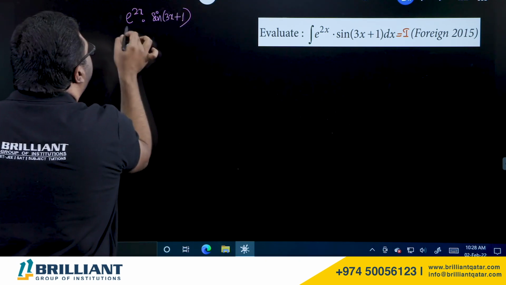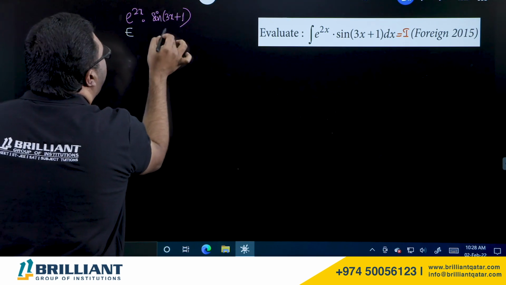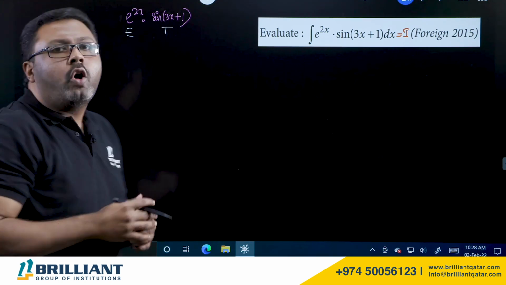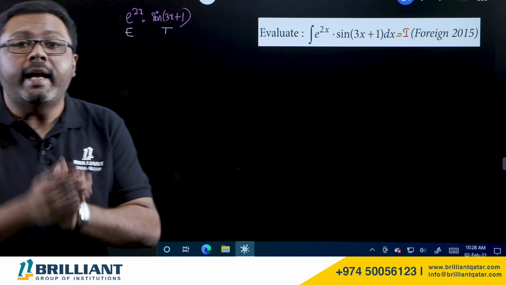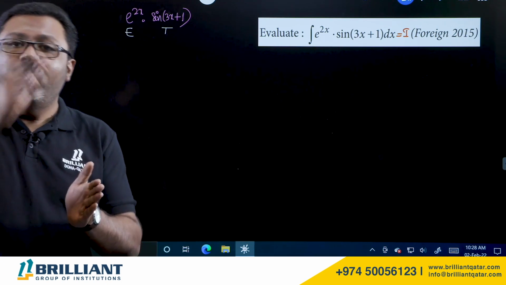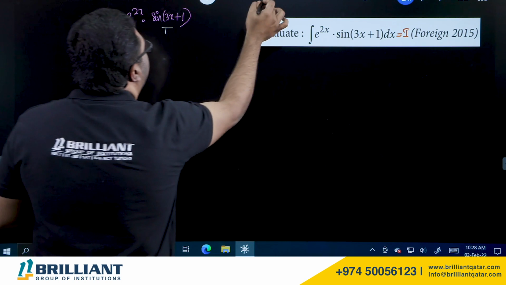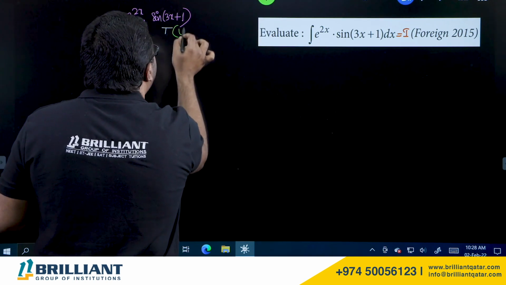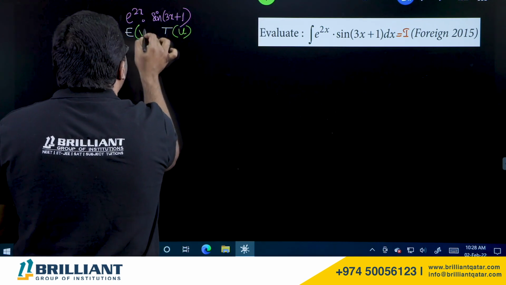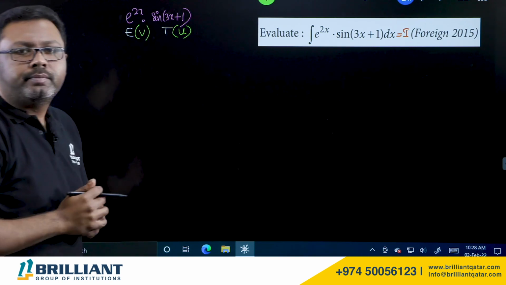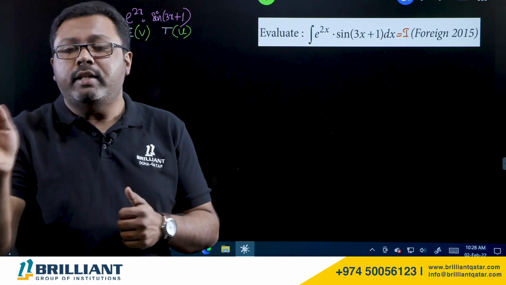So definitely for me, this is the exponential form and this is the trigonometric form according to ILATE. According to ILATE, T comes before E, so my trigonometric form is going to be the u and my exponential form is going to be the v. Keep in mind, ILATE, TE.